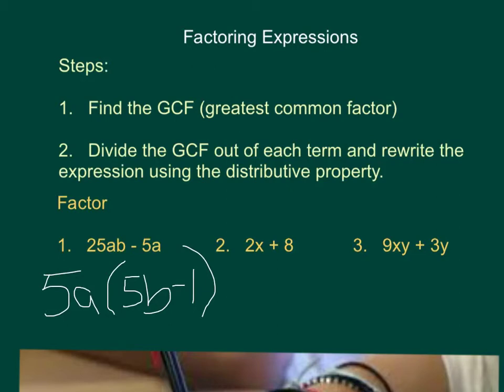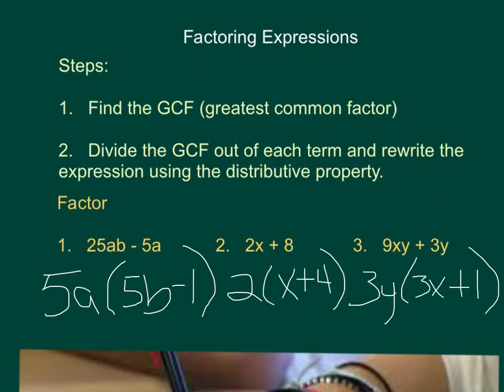Please take a moment to pause this video, record the first example in your notes, and try the second and third example on your own. Looking at the second example, my greatest common factor between 2x and 8 is 2. So I pull the 2 out front. Now I divide a 2 out of both of my terms. 2x divided by 2 is x, and 8 divided by 2 is 4. Therefore, the expression factors into 2 times the quantity of x plus 4.